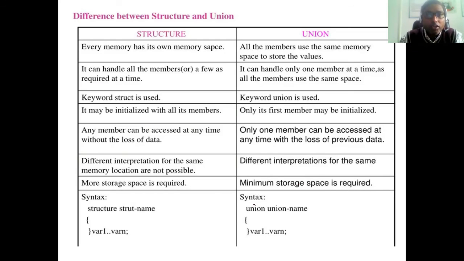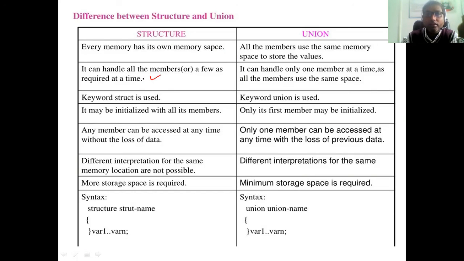A structure can handle all the members at a time. It means that if you initialize all the members with some values and print all the values at a time, you will get a correct answer. But a union can handle only one member at a time. That means, as in the previous example, once you store a value in a particular member variable, you have to use that value immediately. If you store another value into the existing memory, your previous data will get lost.